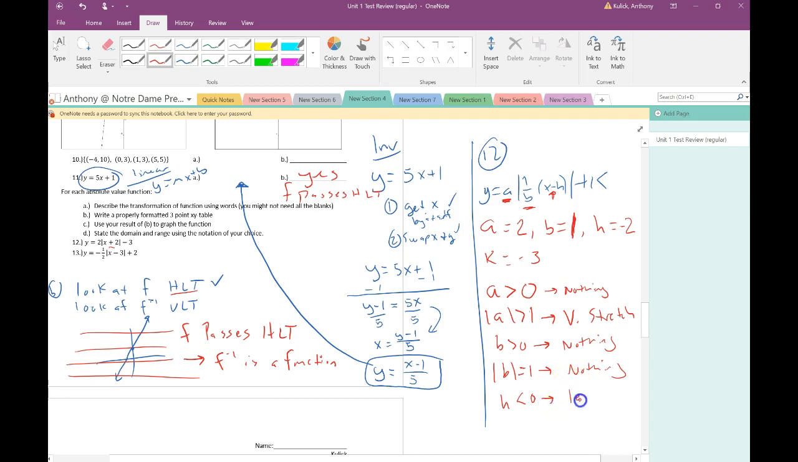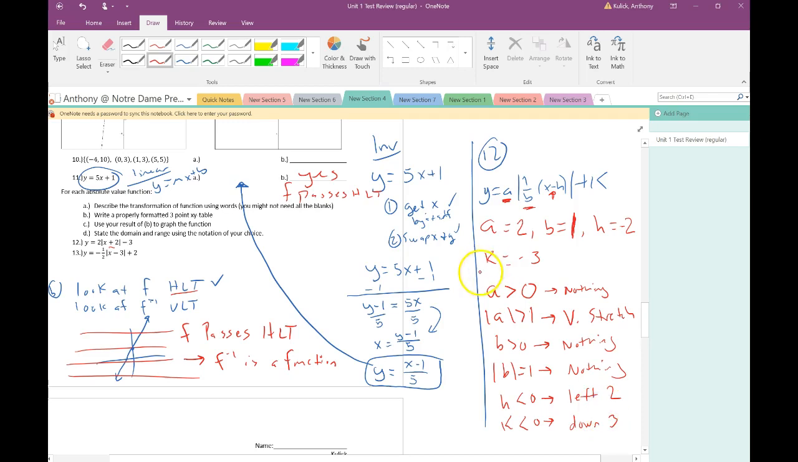It just moves it left or right. Since it's negative, it's going to go left. And because the value is 2, it's going to go 2 units. And then the K value is negative. The K only does one thing. It moves it up or down. Since it's negative, it's going to go down. And since the value is 3, it's going to move it down 3 units.